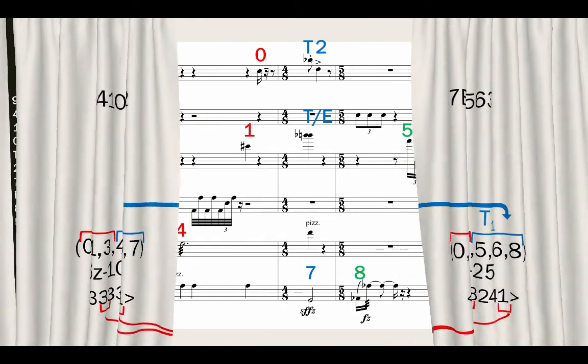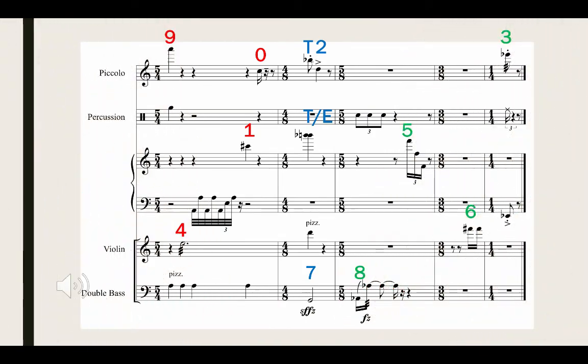Curtain, please. Let's listen to this awesome composition, if I do say so myself. So now I get to be creative. I've done all the math, I've done all the symbolism. One more piece of symbolism.